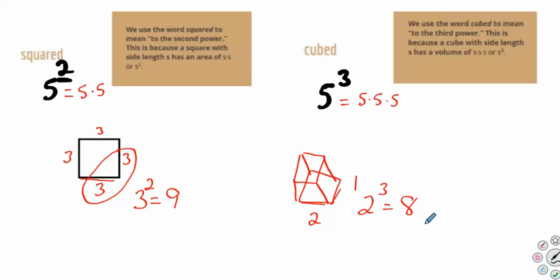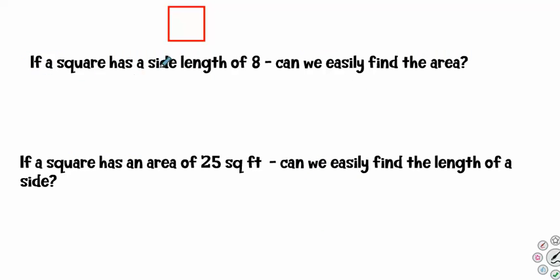All right, so let's see this one. If a square has a side length of 8, can we easily find the area? Well, if I tell you the side is 8, don't you know that this side is 8? So the area would simply be 8 times 8, which is 64, or 8 to the second power, or 8 squared.